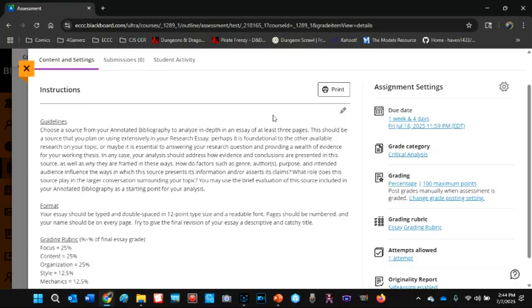And then I want you to think about how factors such as genre, author, purpose, and intended audience influence the way that the source presents its information or makes its claims. What role does the source play in the larger conversation? You may use the brief evaluation from your annotated bibliography on that source as a starting point.